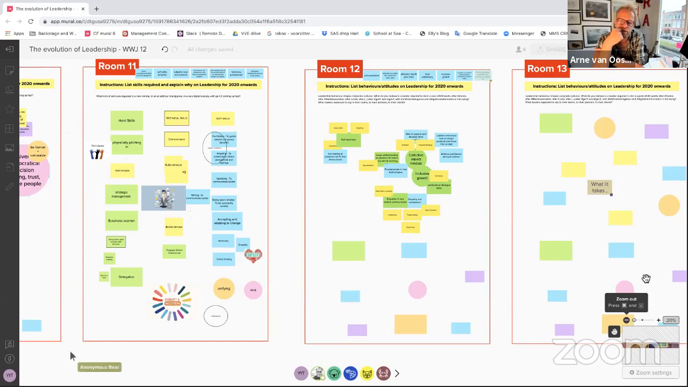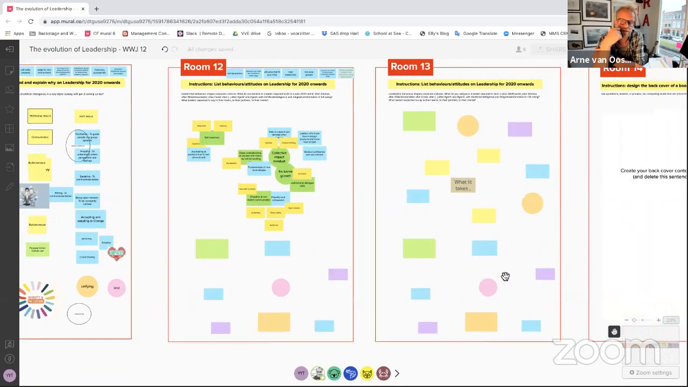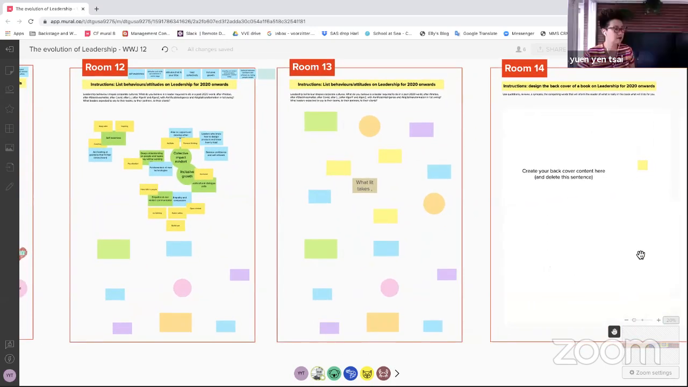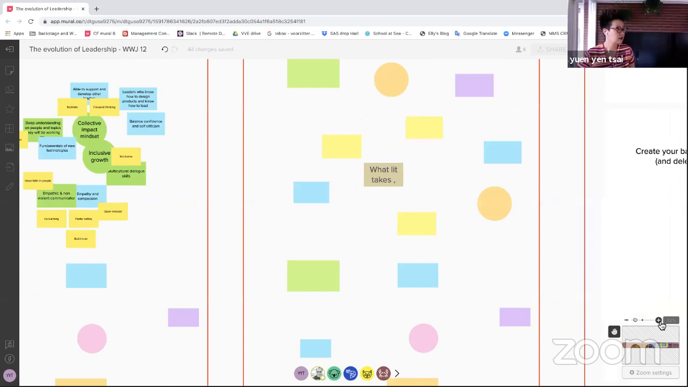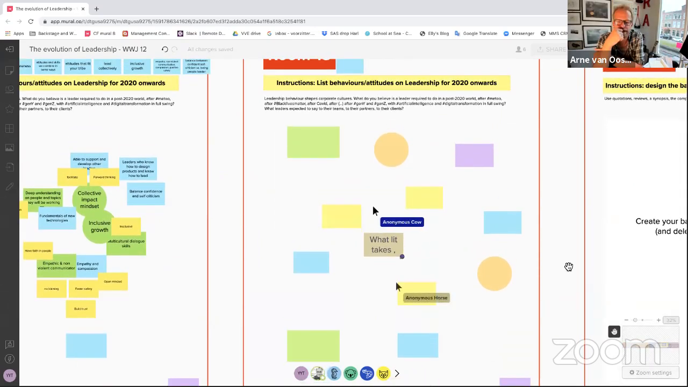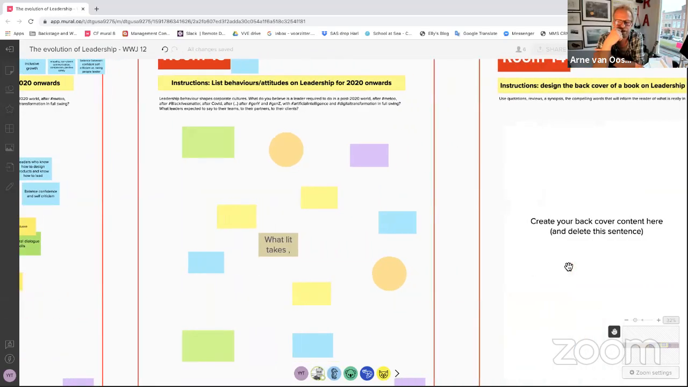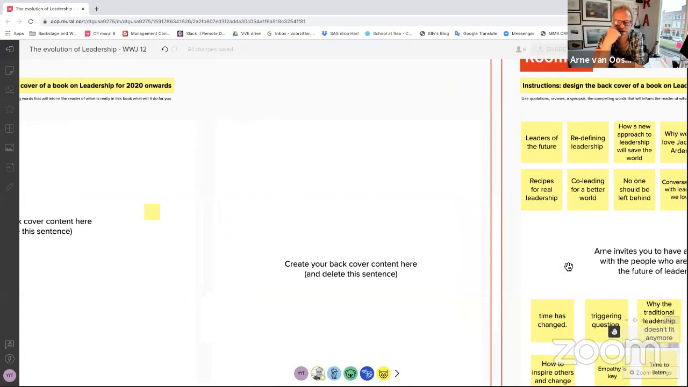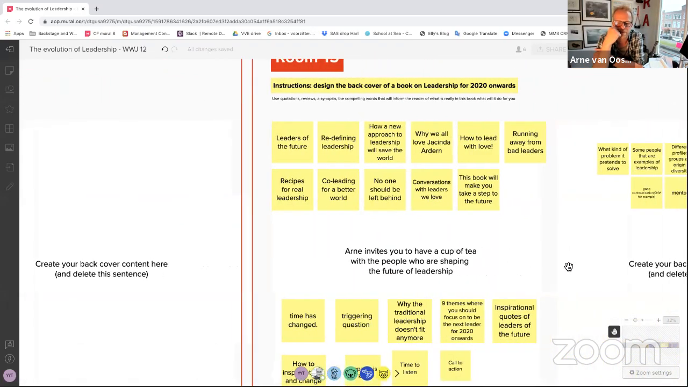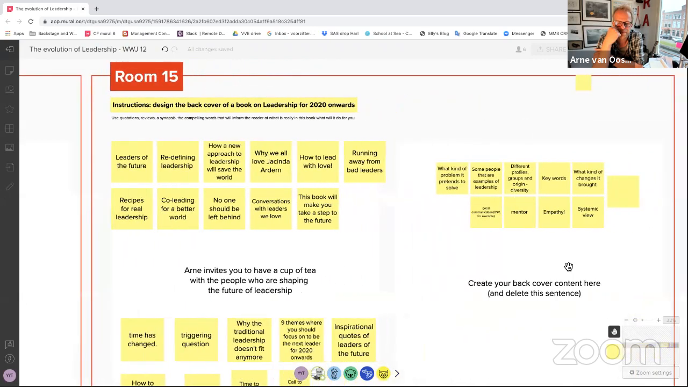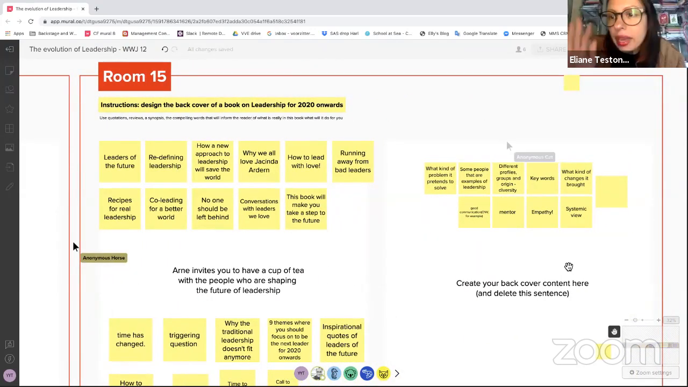Let's go. Room number 13, last. Is that the last group? Yeah, it's the last group. I think the last group went to the back flap part. So who was in the last group? Can someone, which is number 15. I can speak if they don't want to speak. Yes, please.